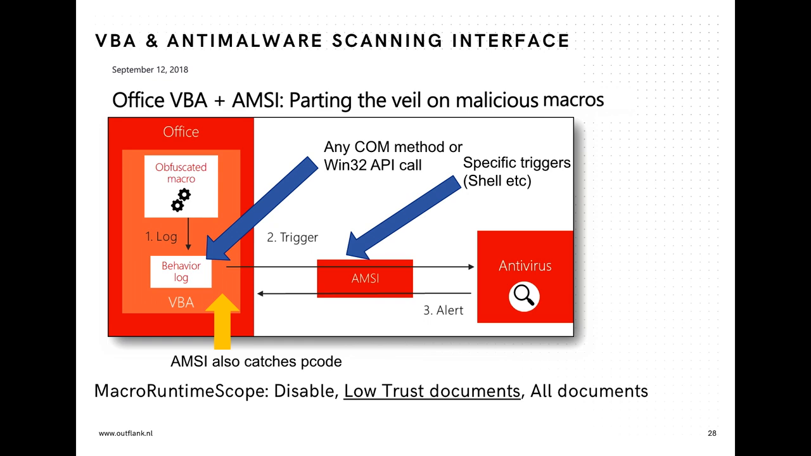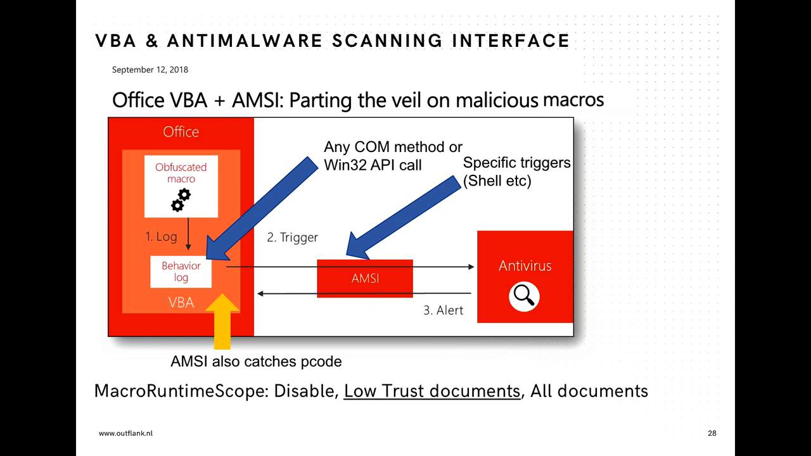One additional detail they described in their September blog about the design is this macro runtime scope. Microsoft was worried about performance and how this would affect regular macros being executed in businesses. So they said we'll have three modes where this engine can run. One, it can be disabled. It can be enabled on low-trusted documents. And it can be enabled on all documents. For low-trusted documents, they said they will just exclude documents that are in a trusted location or that you looked at before, so trusted documents. A document you opened before was then analyzed, and the next time you open it, we won't analyze it again.